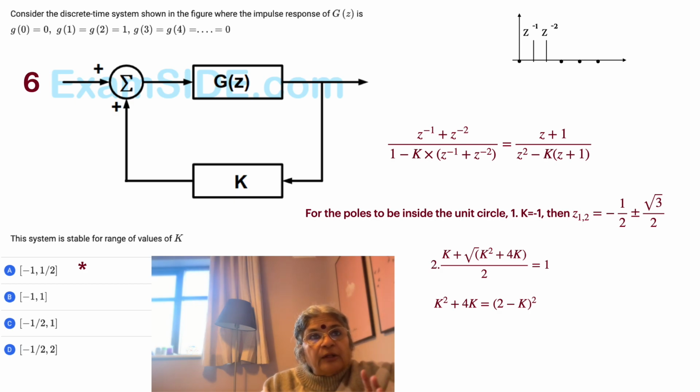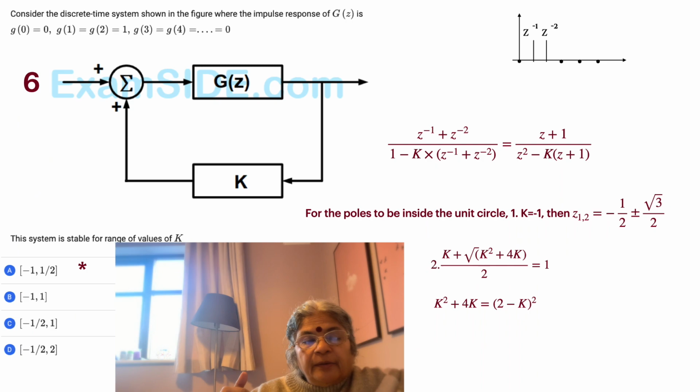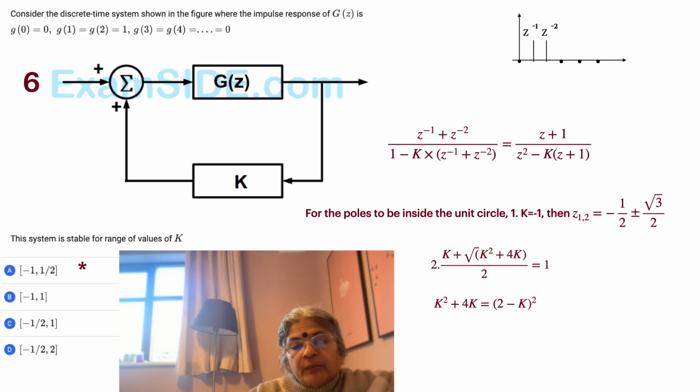Okay, so how do you get the overall transfer function? G(z) divided by 1 plus G(z)H(z). In this case, it is 1 minus G(z)H(z). So we have z raised to minus 1 plus z raised to minus 2 divided by 1 minus K into z raised to minus 1, z raised to minus 2. So the result is, of course, multiplying throughout by z squared, we see that in the numerator you have z plus 1, and in the denominator you have z squared minus K into z plus 1. Okay, so far so good.